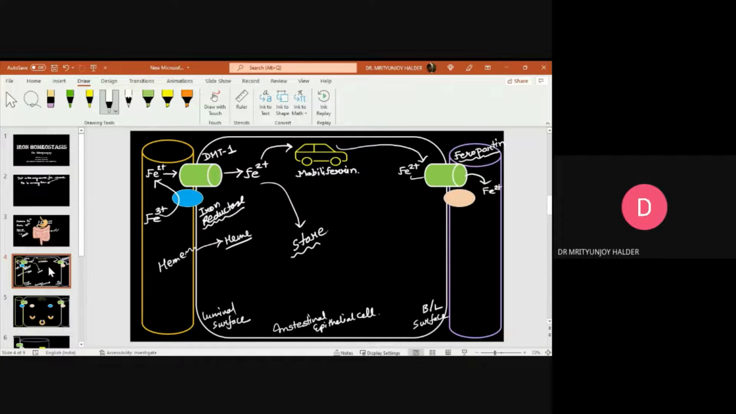More precisely, if there is a sufficient amount of iron in our blood circulation, then what happens? Not a single iron molecule will be absorbed from the intestinal cell to the blood circulation. How? There is a definite storage mechanism. In the next slide, we will learn that process easily.